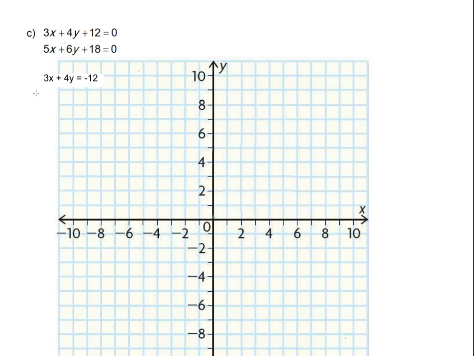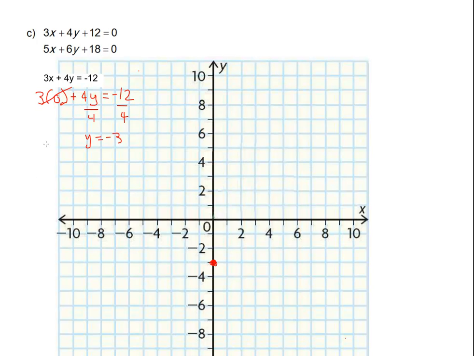Now, let's say I want to find the y-intercept first. So I'm going to put 0 in place of x. And we would solve this for y. So basically that's gone because 3 times 0 is 0. And so we would divide out the 4 like this. And so y would equal negative 3. So the y-intercept is at negative 3 right here.